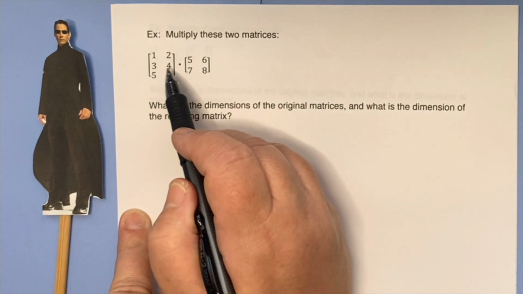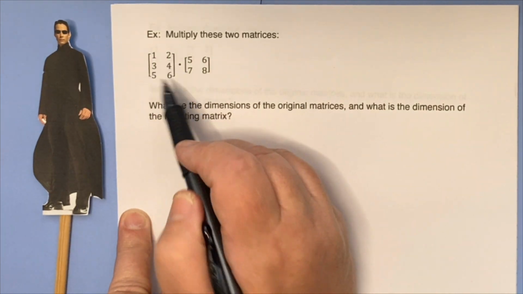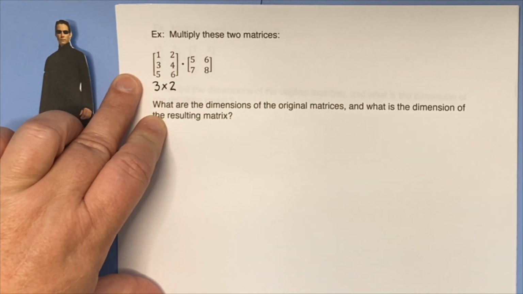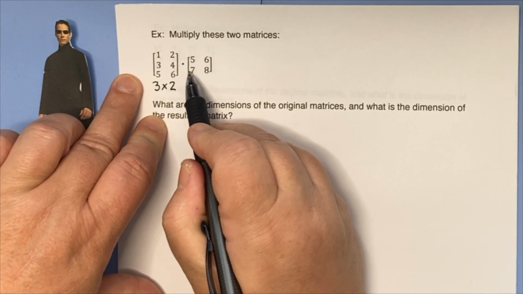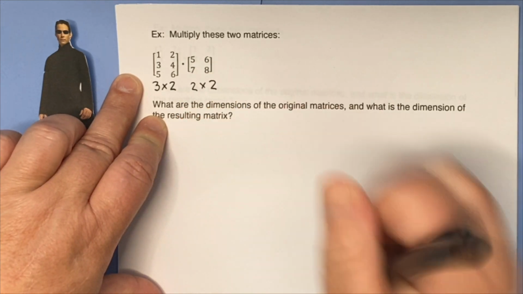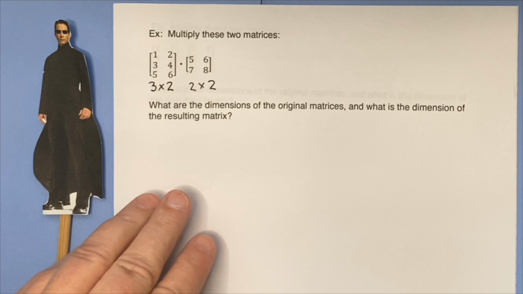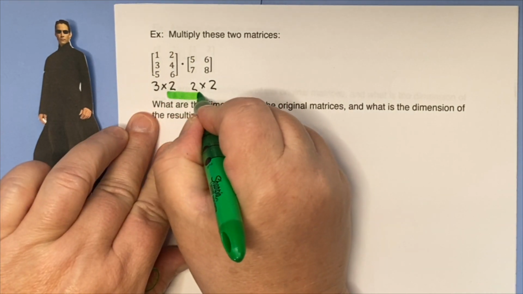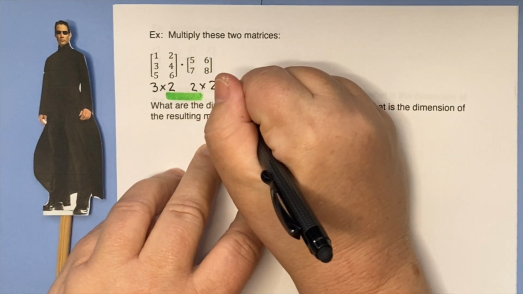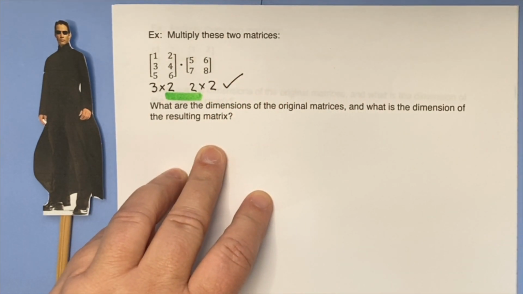1, 2, 3, 4, 5, 6 has 3 rows and 2 columns. So it's a 3 by 2 matrix. This matrix has 2 rows and 2 columns. So it's a 2 by 2 matrix. And if we want to be able to multiply them, these two numbers have to match. They do. So we're going to be able to multiply them.